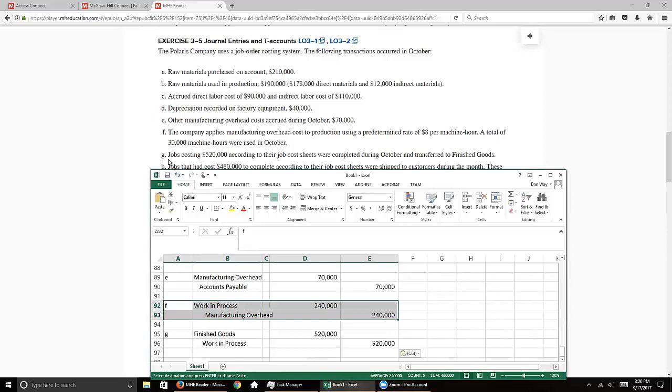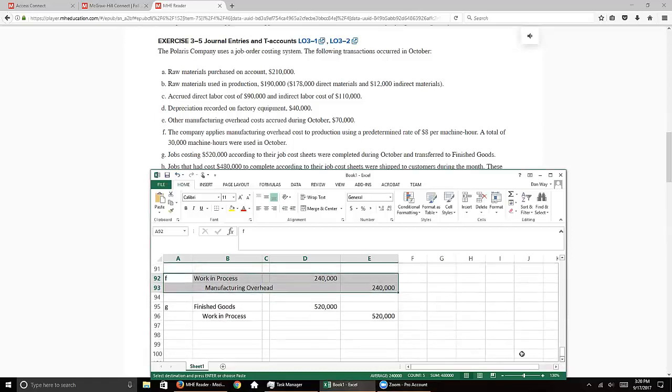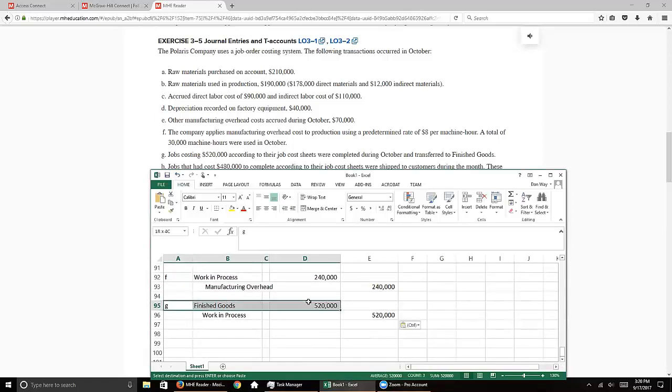And then in letter G, we said jobs costing 520,000, according to their job cost sheets, were completed during October and transferred to finished goods. So we increased finished goods by 520,000 and decreased work in process for the same, just indicating that these jobs have moved, so to speak, from work in process, stuff that's partly done, to finished goods, stuff that's all the way done and ready to sell.